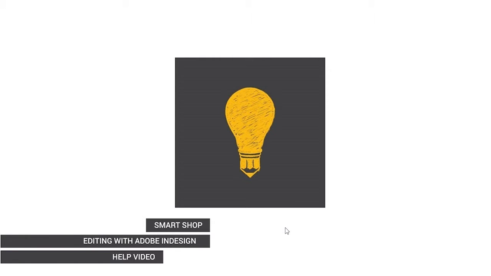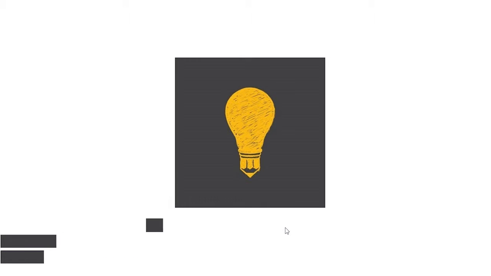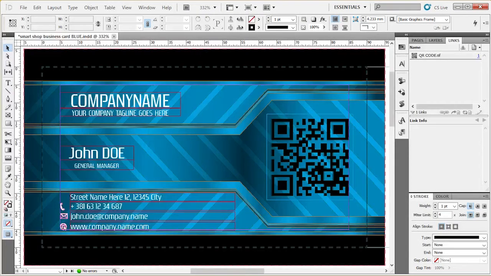In this video we'll see how to edit text and colors with Adobe InDesign, and also how to apply your own QR codes to this InDesign file. For creating, downloading and editing the InDesign QR code, I suggest you see the introduction video. Okay, so let's open up the file first.